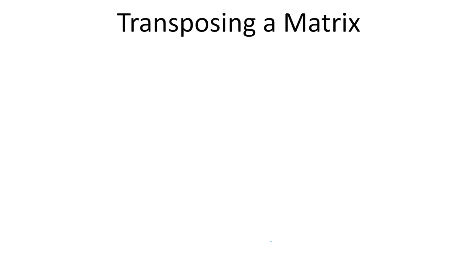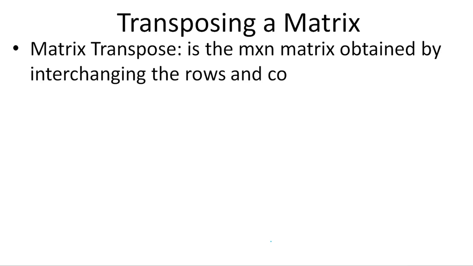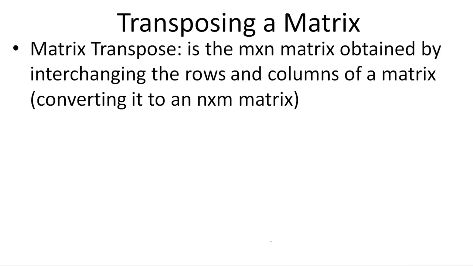So we are also going to be looking at transposing a matrix. Matrix transpose is the n by m matrix obtained by interchanging the rows and columns of a matrix, converting it to an n by m matrix. So matrix transpose is simply converting the column into a row in the new matrix, and the row into a column in the new matrix. Let's see an example.